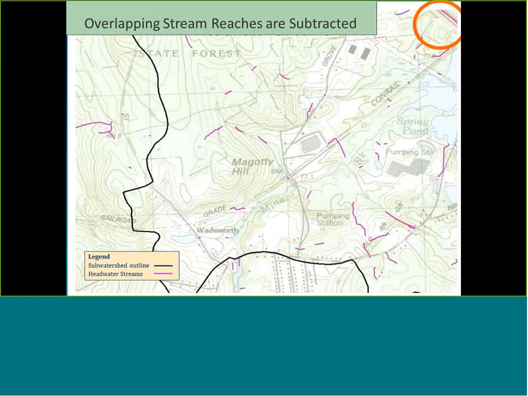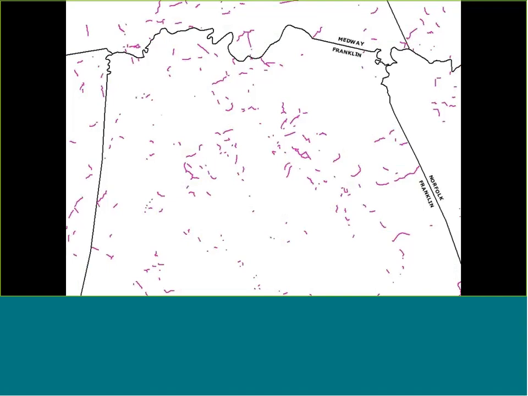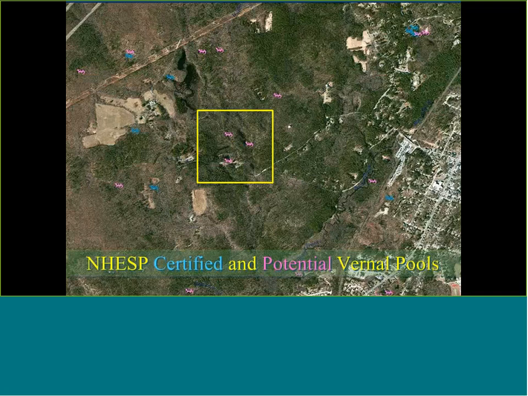Overlapping stream reaches are then subtracted, and the resulting image is manually edited to remove conveyances that are clearly not streams, such as the highway drainage shown in the orange circle in the upper right corner of the slide. We created a headwater stream graphic layer with the remaining information. It shows the new stream reaches and the hydrologic connections that exist beyond the furthest extent of streams shown on the topo. As you can see, there are a number of them, and we can use them to overlay any map.